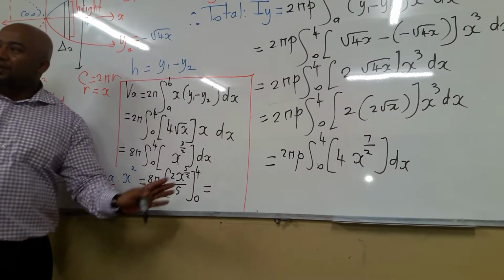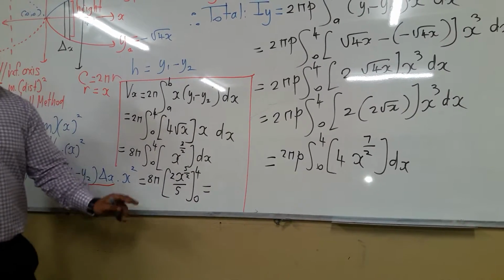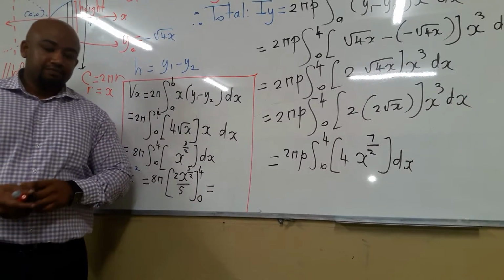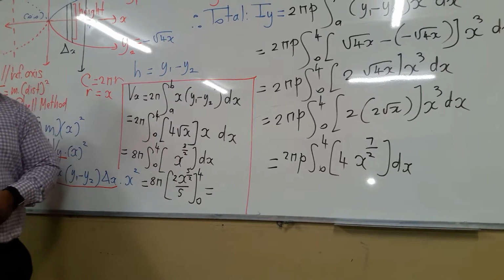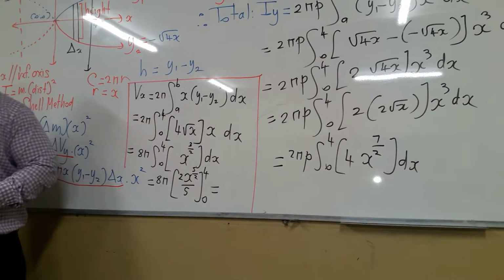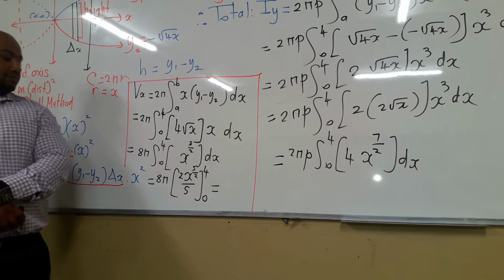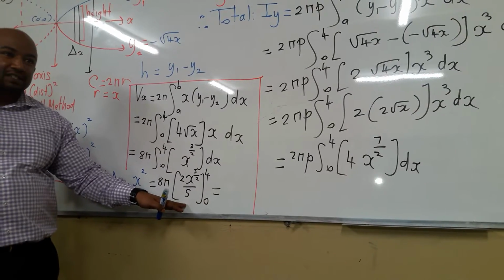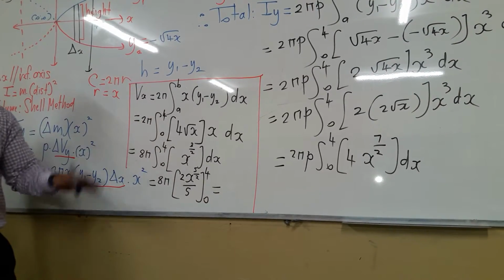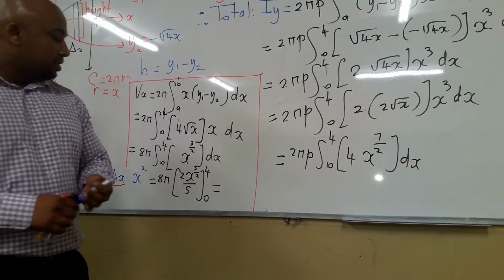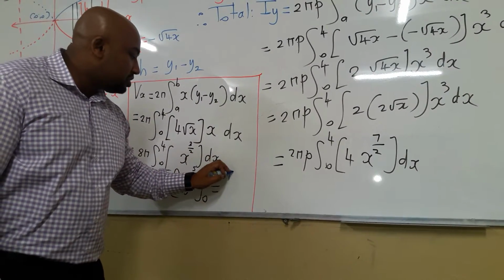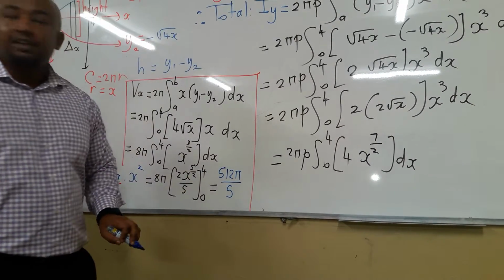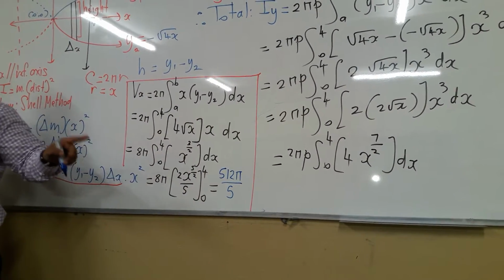Okay, I don't have space, so I want the final answer for this here. Substitute your 4 here, multiply by 8 pi and give it to me as a fraction. I know here we're going to get 64 over 5, am I right? 64 over 5. So we get 512 pi over 5. That is the volume, 512 pi over 5.